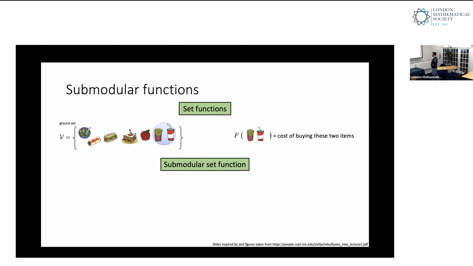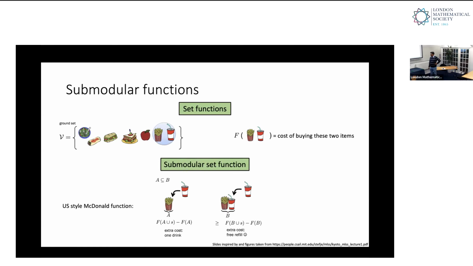And that set function is called submodular if it shows something called diminishing marginal gain. I usually motivate it with a US-style McDonald's example. If you have fries or chips, getting a drink with it will cost you money. But if you already have chips and drinks, getting a refill is free. So essentially, if you have more, getting something included in it is going to be cheaper. This is called diminishing marginal gain, and this is the usual formulation of it.